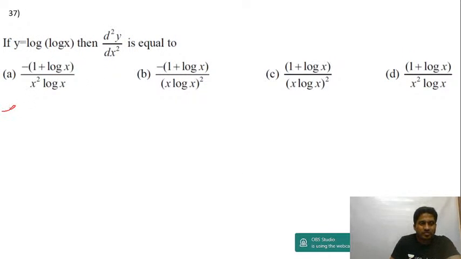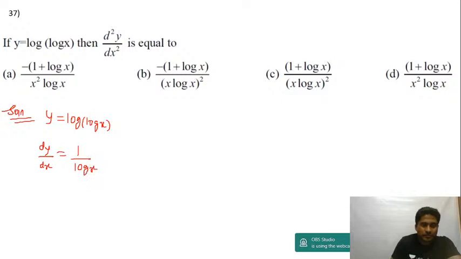The question is y is equal to log of log x. What is the double derivative? Okay, let me do it. y is equal to log of log x. So if I differentiate, dy by dx is equal to differentiation of log x is 1 by log x, and differentiation of log x is 1 by x. So I can write this as dy by dx is equal to 1 upon x into log x.